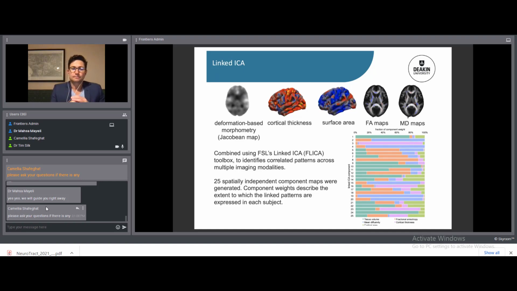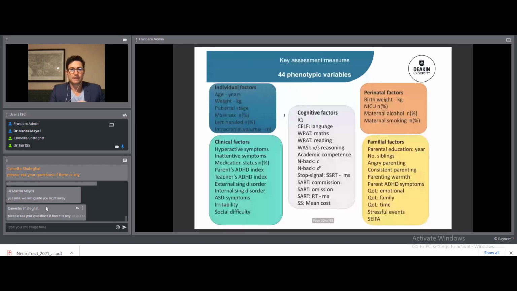So this was the first step. This is just trying to identify spatial patterns of the brain across different imaging modalities that covaried, and that was the first step. So the next slide, please.